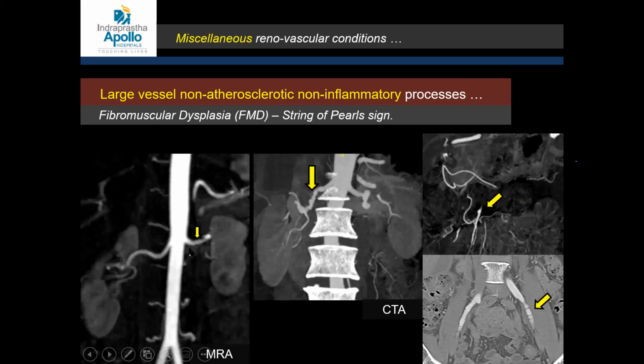So fibromuscular dysplasia can be seen as beading of the renal artery on both sides, which may at times be associated with the iliac artery as well as the SMA. So this is fibromuscular dysplasia.